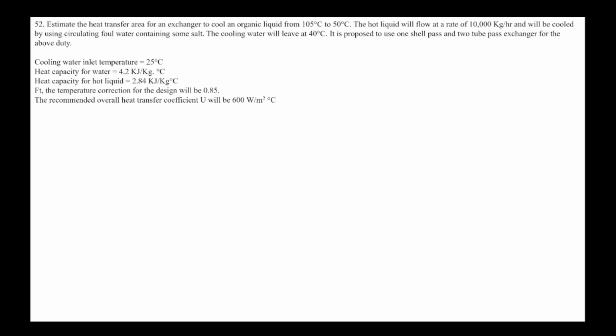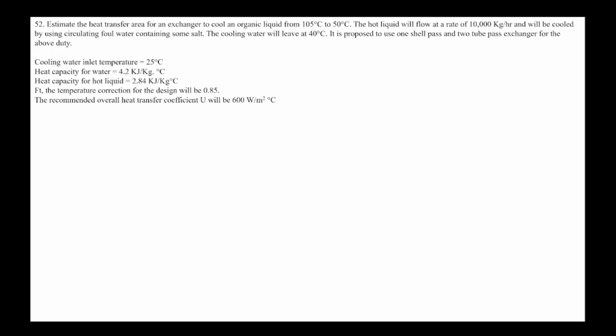Estimate the heat transfer area for an exchanger to cool an organic liquid from 105 degrees Celsius to 50 degrees Celsius. The hot liquid will flow at a rate of 10,000 kg per hour, so we have to convert it into kg per second, and will be cooled using circulating foul water containing some salt. The cooling water will leave at 40 degrees Celsius. It is proposed to use one shell pass and two tube passes exchanger for availability.